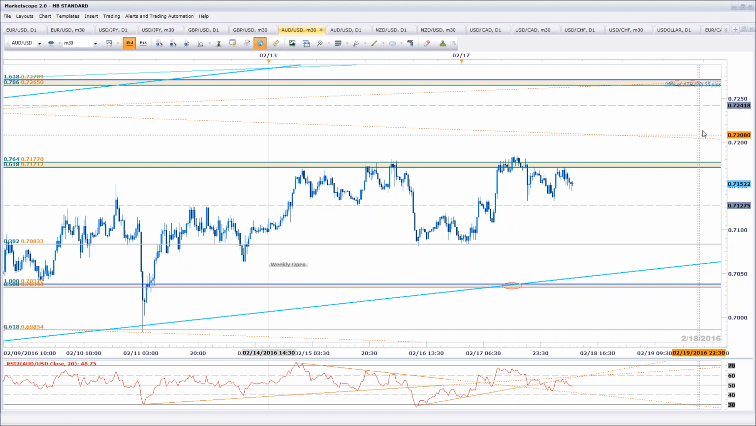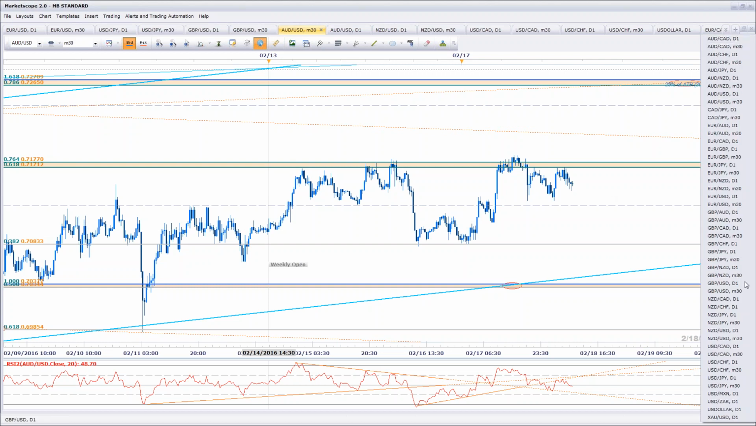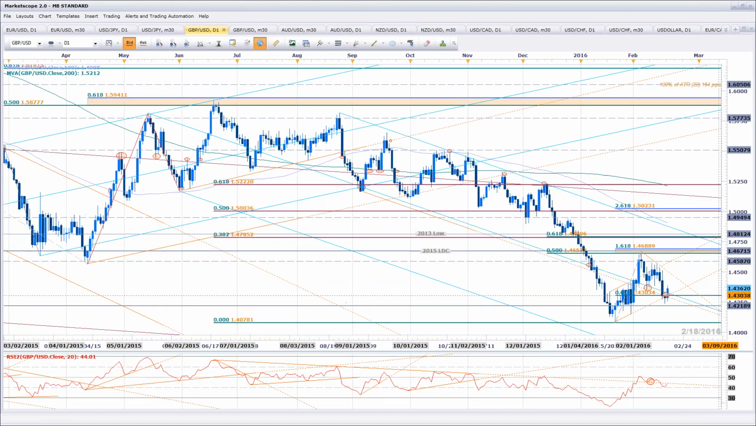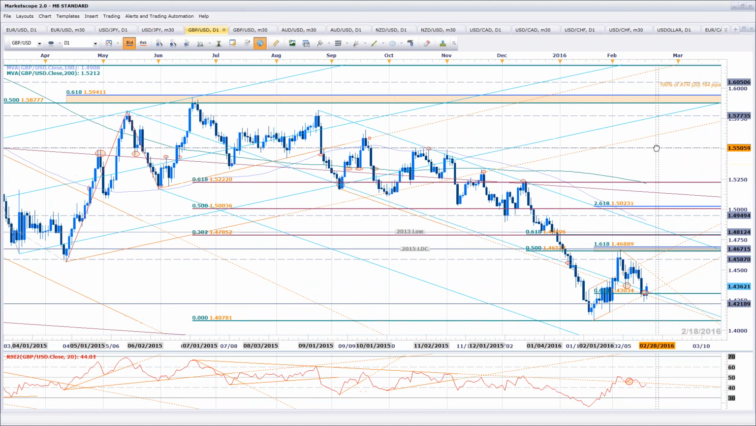Okay, so moving right along, there are no other questions on Aussie. Sterling, kind of a trickster. Notorious for the throw over, notorious for the break and reverse. And we were talking about this yesterday, and it's exactly what happened.